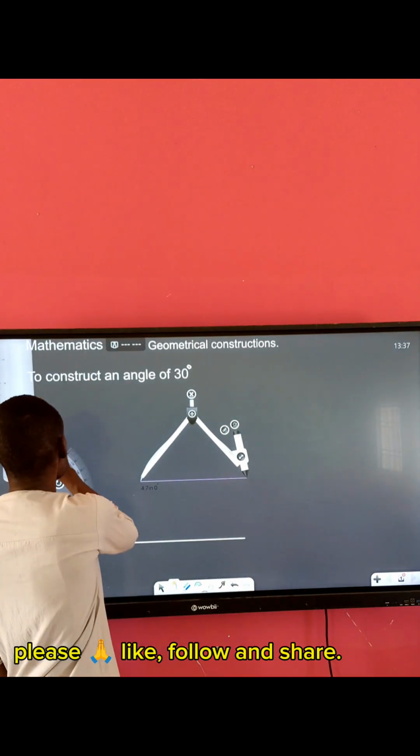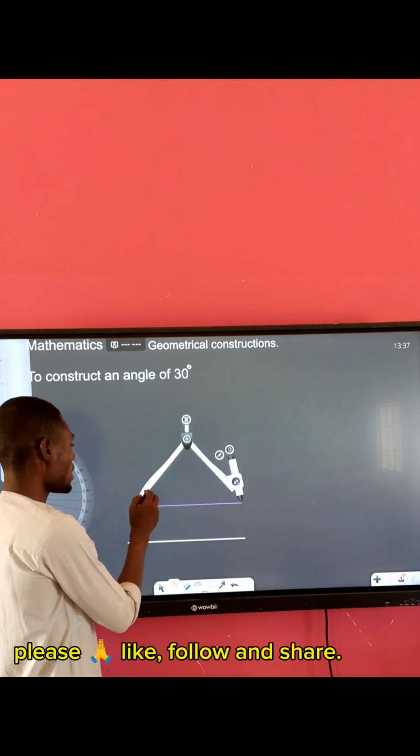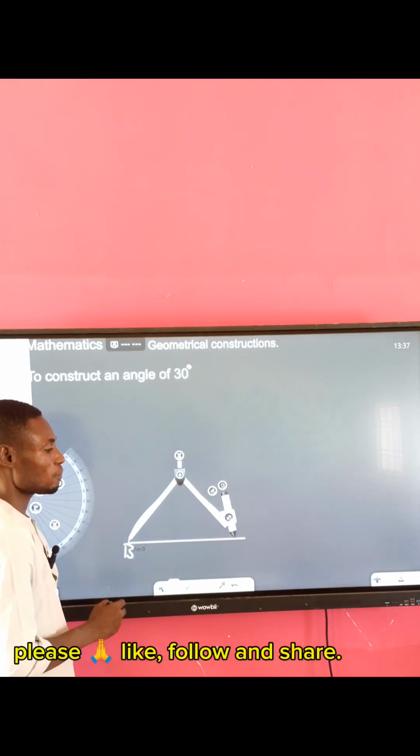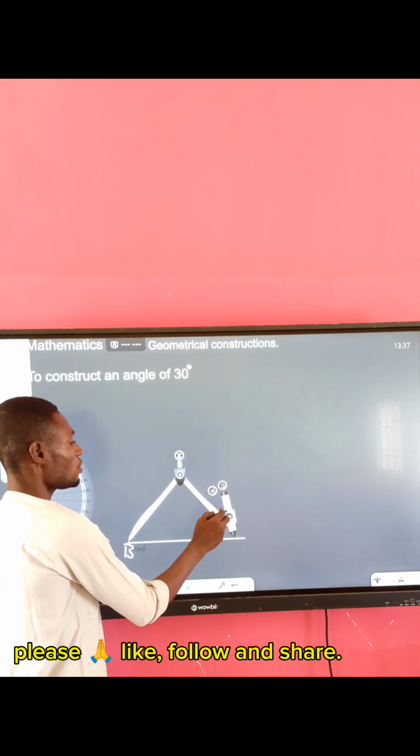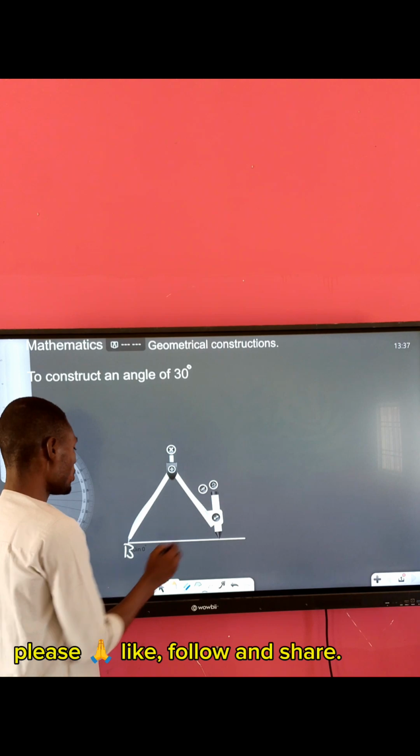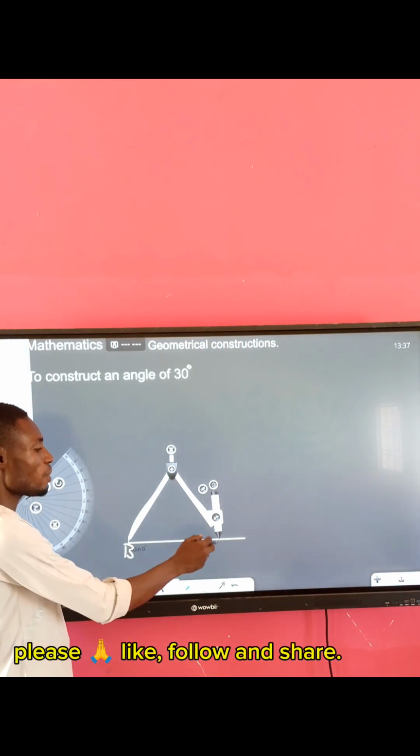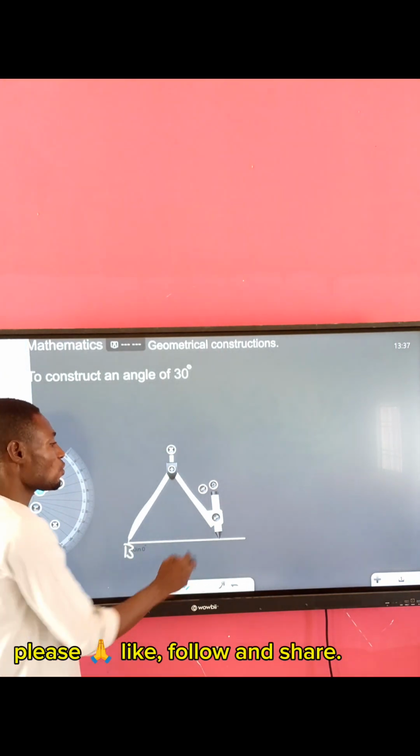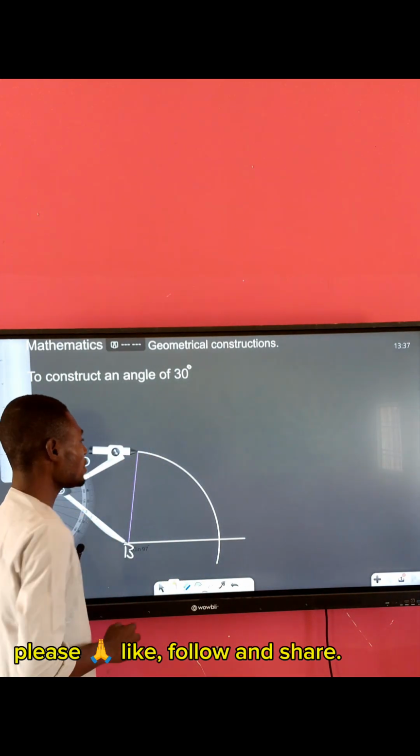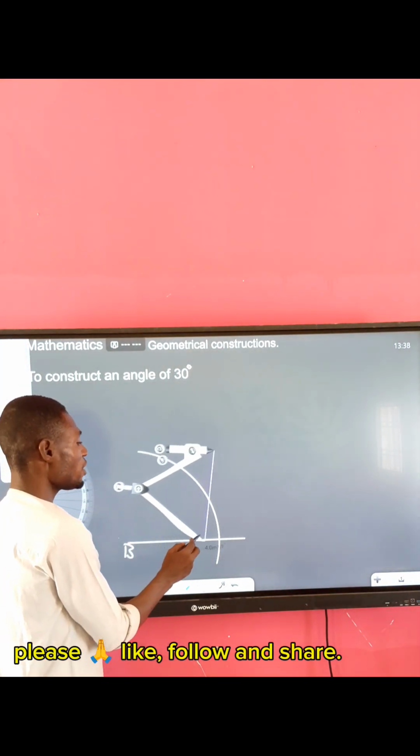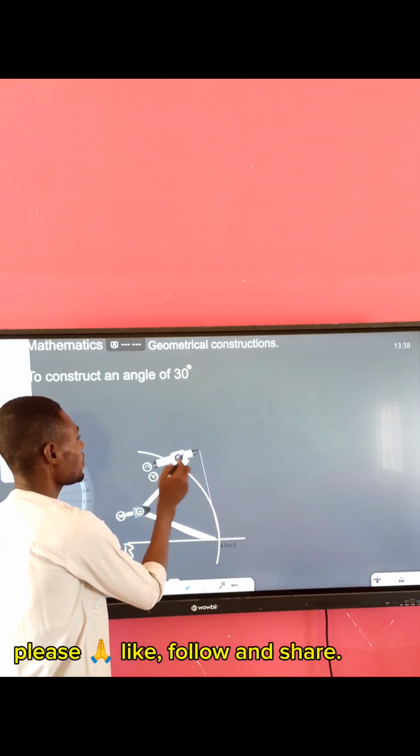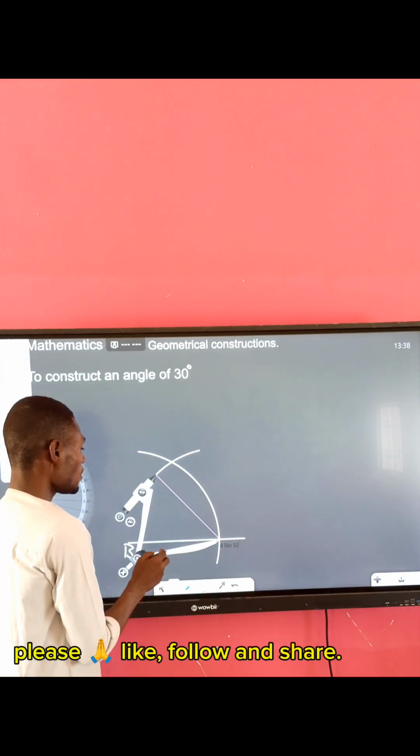We have gotten our straight line, so we can let this point here be our point B. We can take any radius to bisect this line here. So we can now get our arc. We have gotten our arc. So at the same radius, we are now going to get another arc to bisect this first arc.